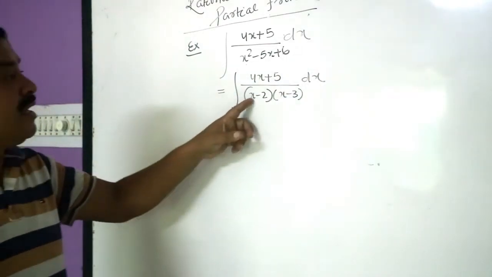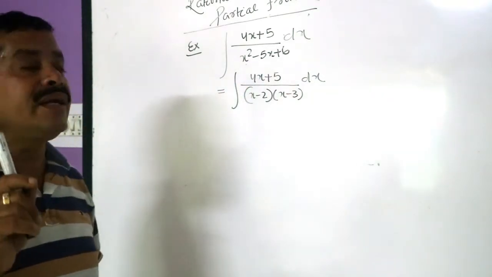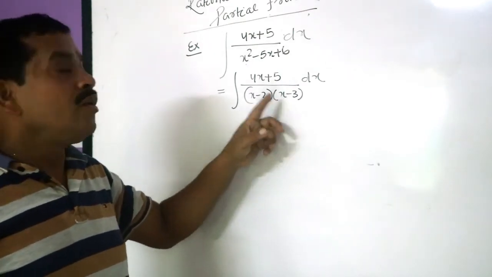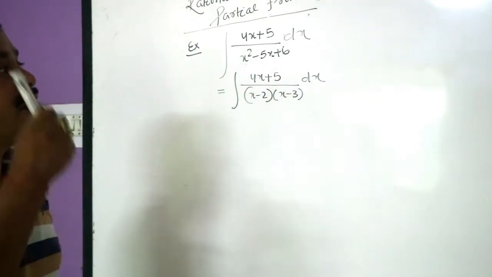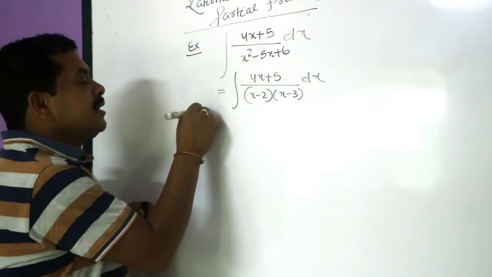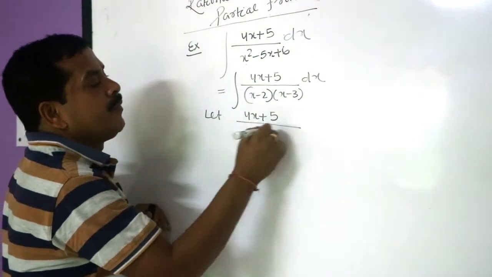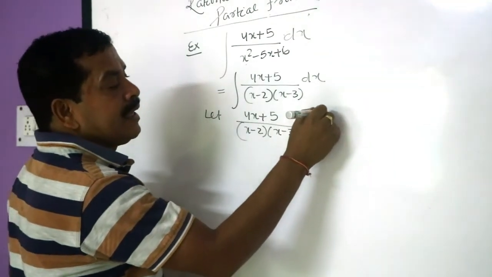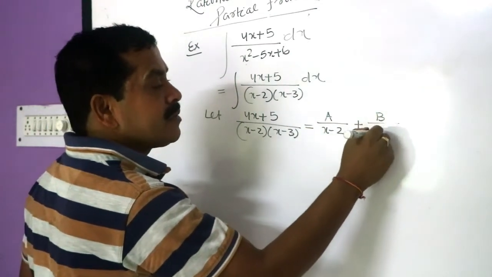Here the factors are linear. Linear means the power of x is 1. If the power of x is 1, it is called a linear factor. And the factors are non-repeated; none of the factors are repeated. So it is linear and non-repeated. Then how do we use the method of partial fractions? In this case, let (4x + 5) / ((x - 2)(x - 3)) = A/(x - 2) + B/(x - 3).